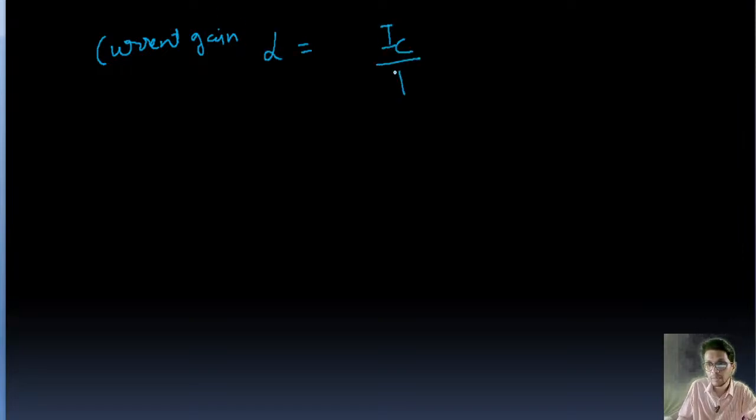Okay guys, next we'll find alpha, that is the current gain. The alpha value is going to be IC upon IE, collector current versus emitter current, where VCB is constant.